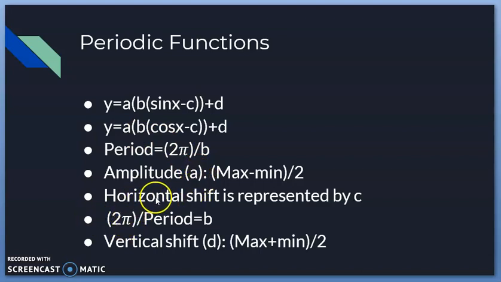The horizontal shift is represented by c, so c indicates how much it moves left or right. And b is really just 2 pi divided by the period. Just manipulate 2 pi over b to get b. The vertical shift is d, which is the maximum plus the minimum divided by 2. If you write y equals whatever the value of d is, you also get the midline.